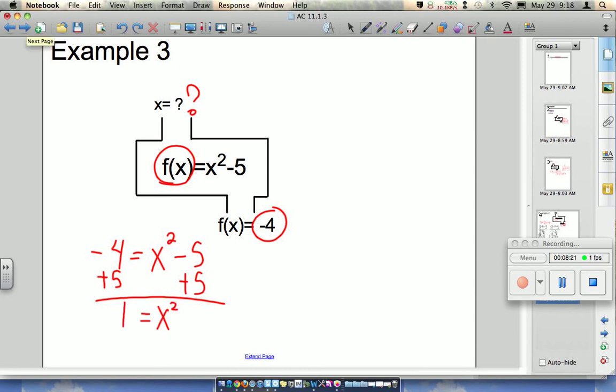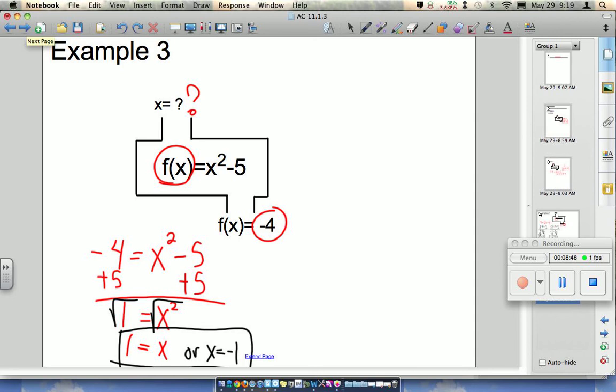And I bet many of you know by heart that the answer is 1, because 1 squared equals 1. But don't forget your negative answer. What negative number squares and gives you 1? Because what you're essentially doing is square rooting both sides. And the square root of 1 equals 1 or negative 1. So these are your two solutions. So again, we have two answers, but we have two inputs that give me a solution of negative 4.